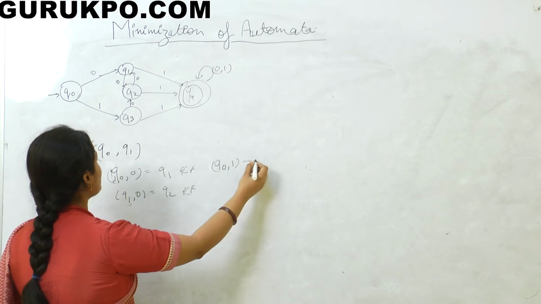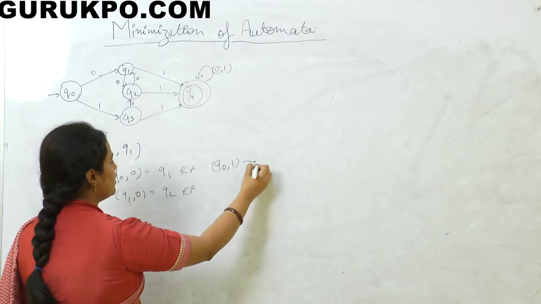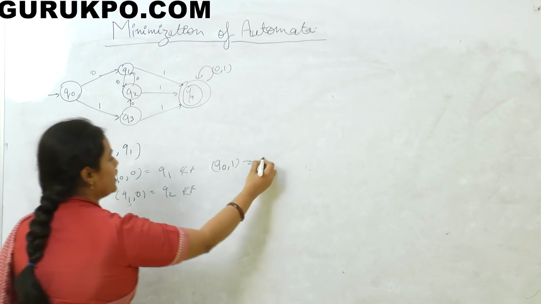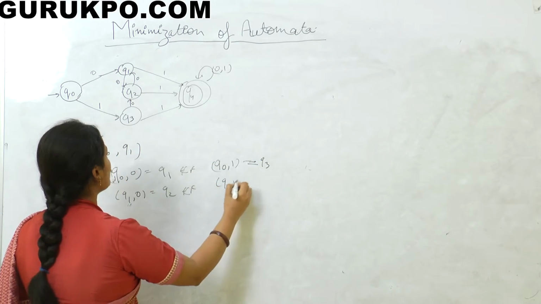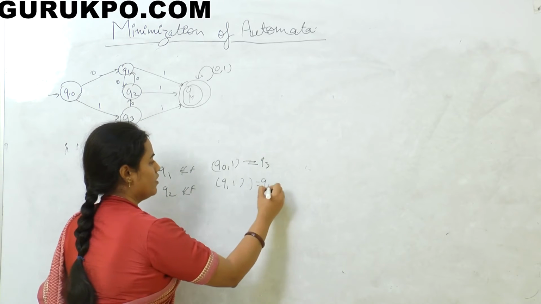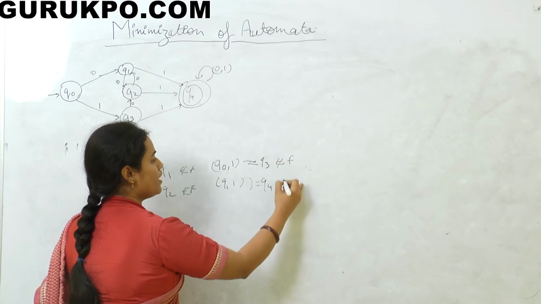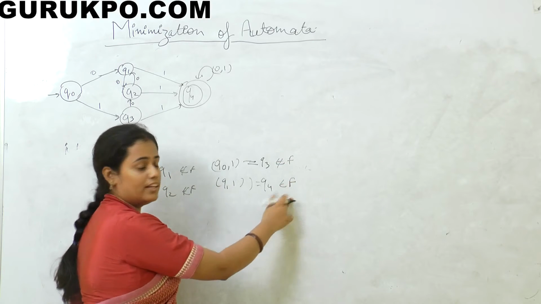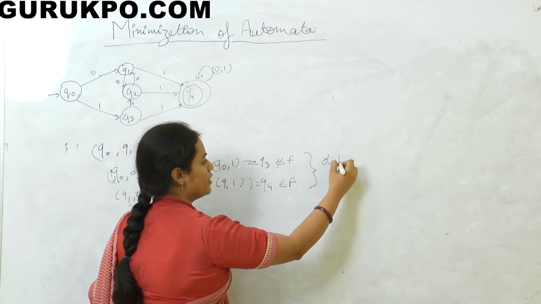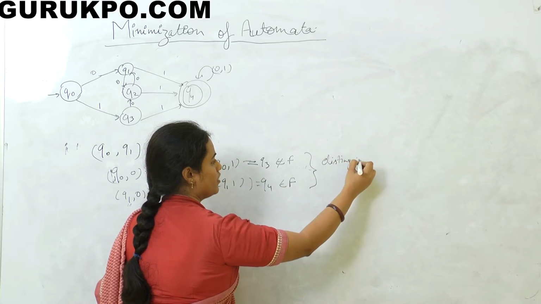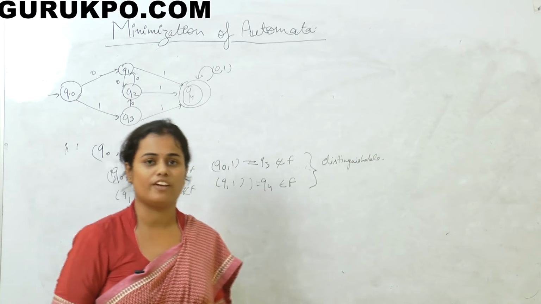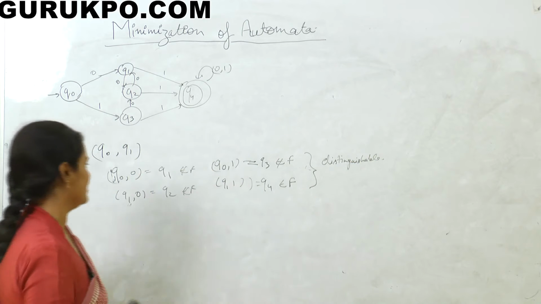At Q0 when I am giving 1, I reach Q3. At Q1 when I am giving 1, I reach the state Q4. Q3 does not belong to final, but Q4 does belong to final. That is why these states are distinguishable. It is very much clear that Q0 and Q1 are distinguishable. You don't need to merge these two states.